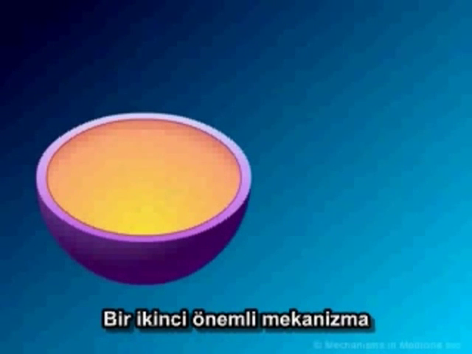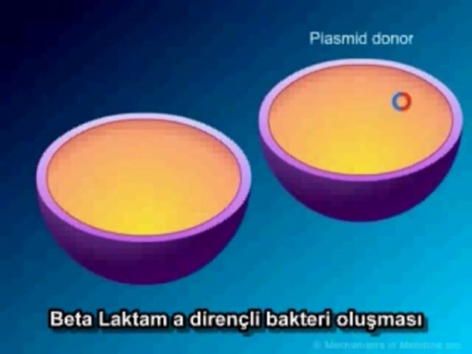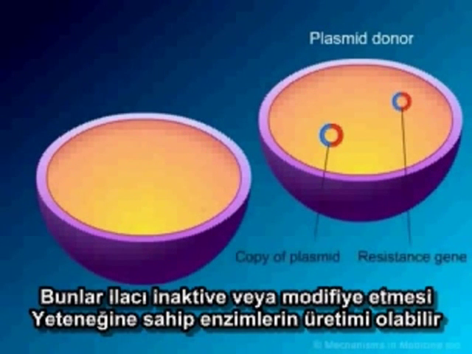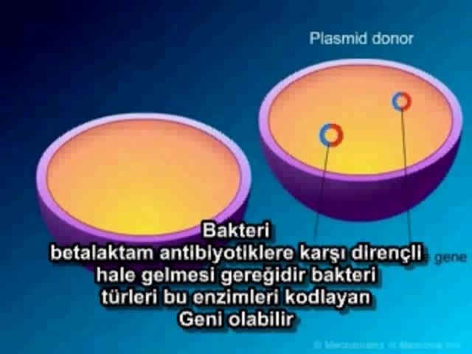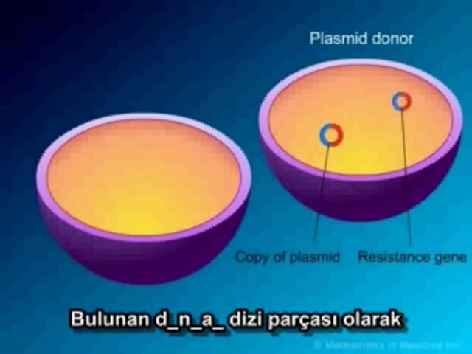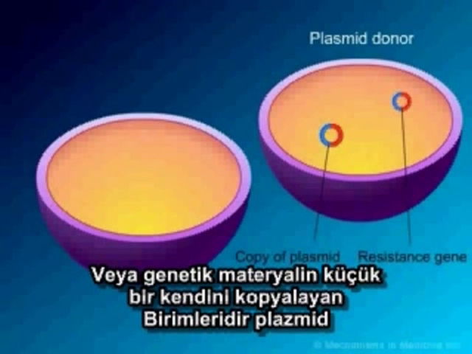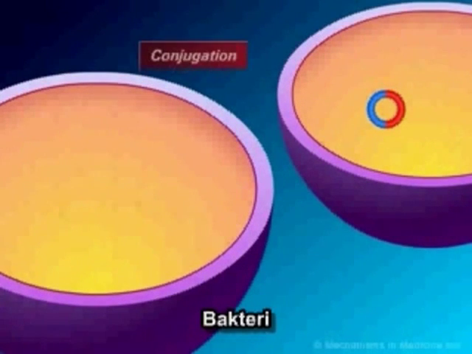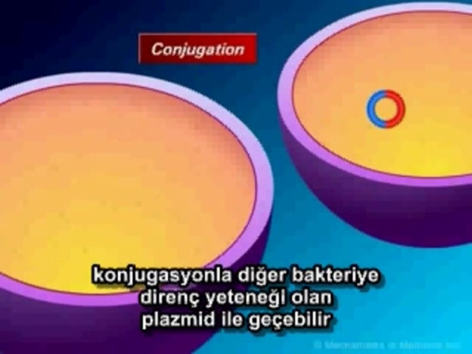A second important mechanism by which bacteria become resistant to beta-lactam antibiotics is by the production of enzymes capable of inactivating or modifying the drug before it has a chance to exert its effect on the bacteria. Depending on the bacterial species, the gene coding for these enzymes may be found as part of the host DNA or on plasmids, which are small, self-replicating units of genetic material. Bacteria are capable of passing these resistance plasmids to each other by conjugation.